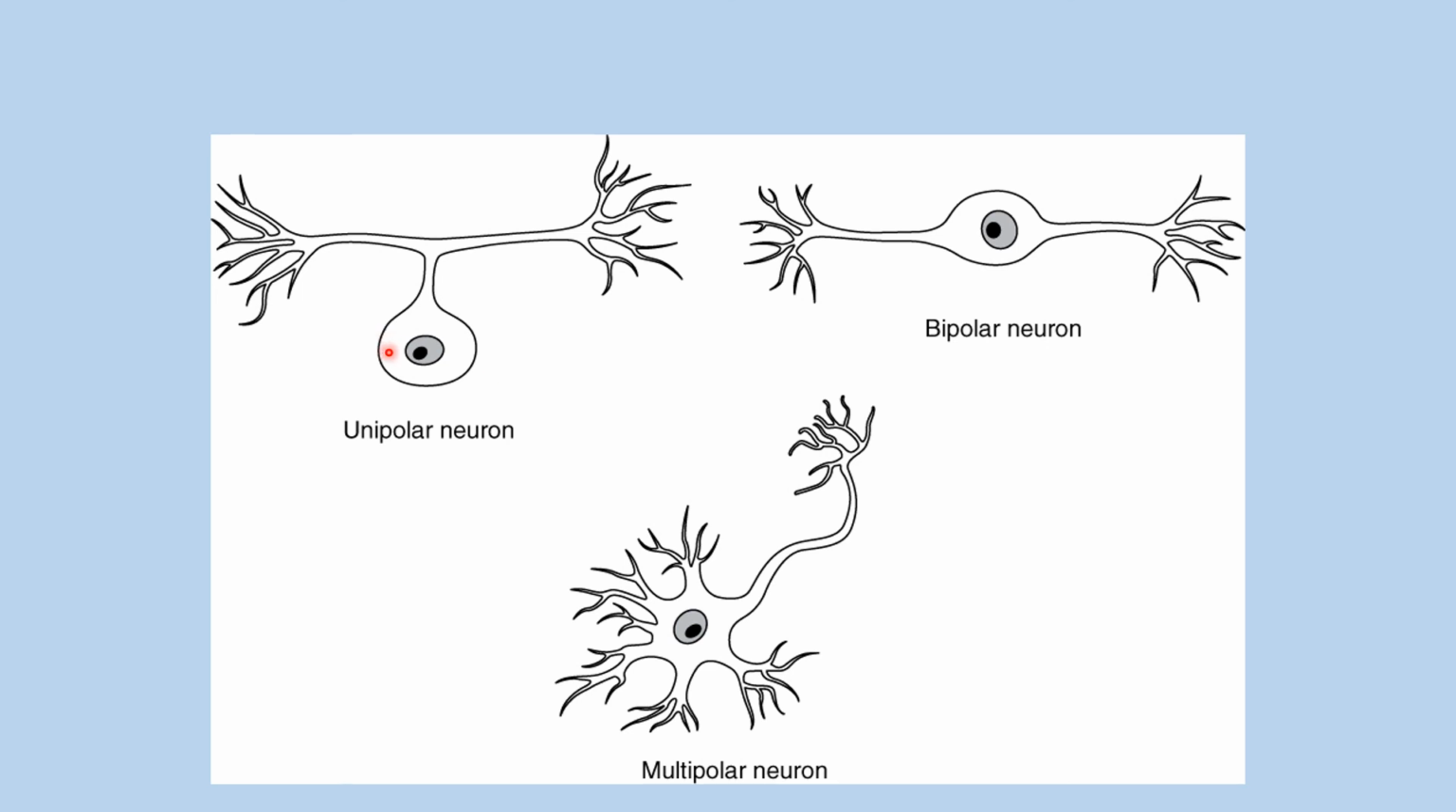So this is showing unipolar, where your cell body, or your soma, is off to the side. Essentially, this is just one process. Bipolar, the cell body's in the middle. So, like I said, you've got these extensions on either side, and then the multipolar, like we just saw previously. So, like I just said, multipolar is going to be the most common.